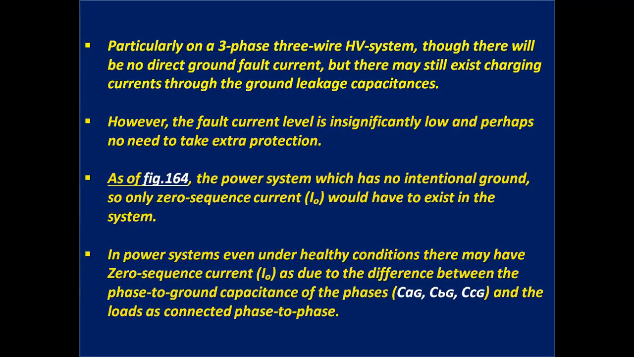As of figure 164, the power system which has no intentional ground, so only zero sequence current I0 would exist in the system. In power systems, even under healthy conditions, there may be zero sequence current due to the difference between the phase to ground capacitance of the phases, that is CAG, CBG or CCG, and the loads connected phase to phase.